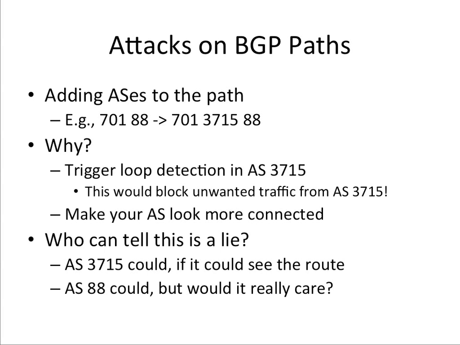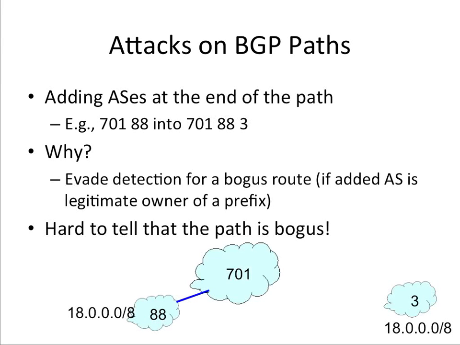You could also add some autonomous systems. Why might you want to do that? This allows you to block some unwanted traffic by creating loops that don't exist, for example. So this is the last slide. That also provides an example for why you might want to add an autonomous system at the end of the path.